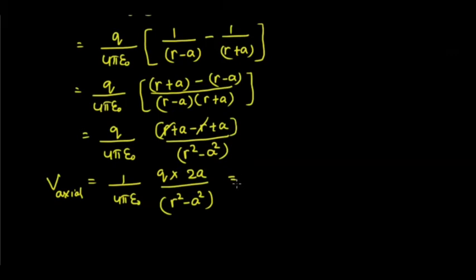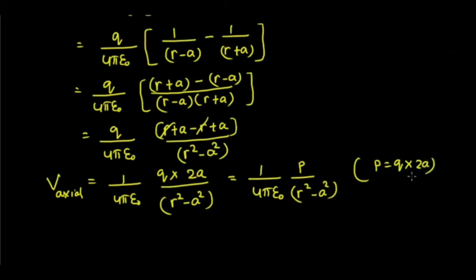And we know that Q into 2A is the dipole moment. So you can write 1 by 4 pi epsilon naught P divided by R square minus A square, where P is the dipole moment Q into 2A. So this is the expression for the electric potential due to a dipole at its axial point.